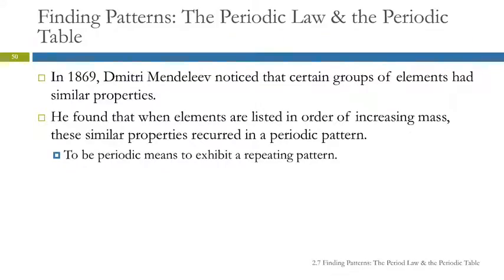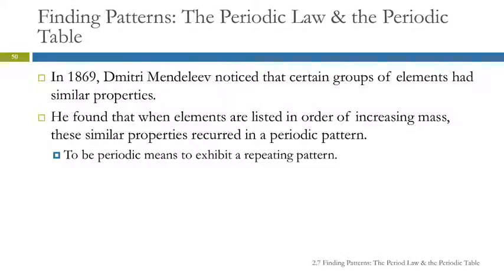2.7, finding patterns. 1869, Dmitri Mendeleev noticed that certain groups of elements had similar properties. At this point, they had discovered a number of different elements, but they didn't have our periodic table. They were still trying to figure out how to organize all this information.